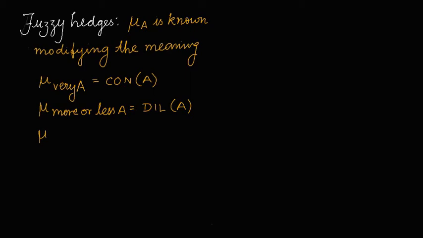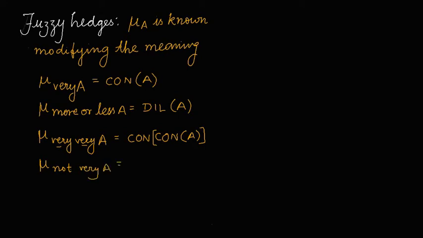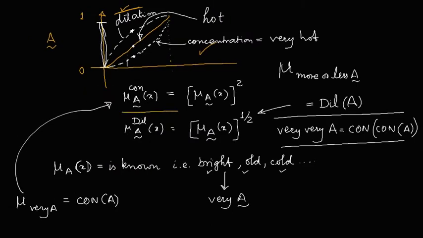Similarly, we can modify this A using other adjectives. Very very A is going to be double very, so we already have con A, and this con A will be further concentrated, so we will have one more operation of con. On the same lines, not very A can be represented as 1 minus con A. When we write con A like this, then we mean that we are going to operate in the sense of membership functions like this.